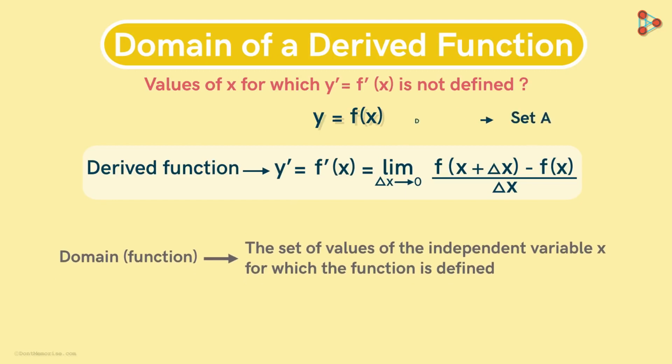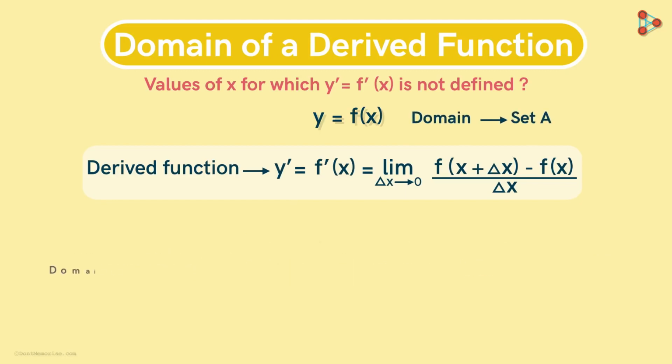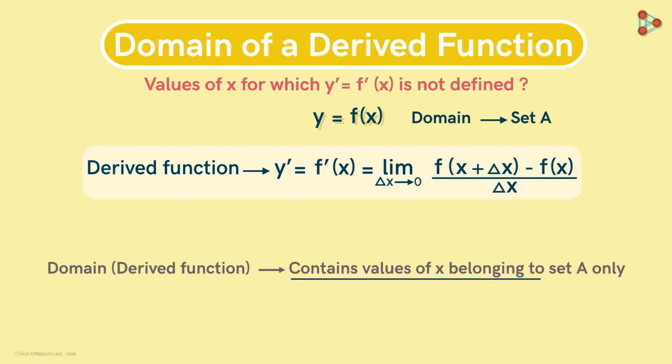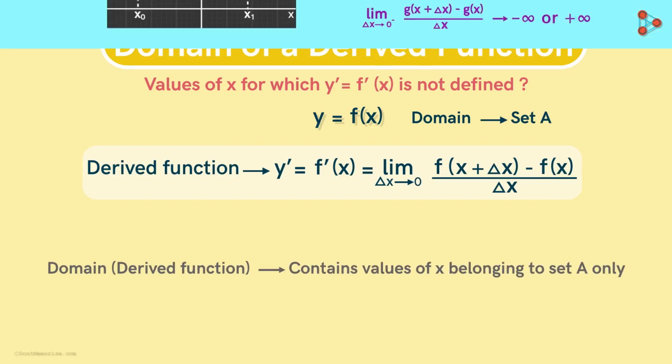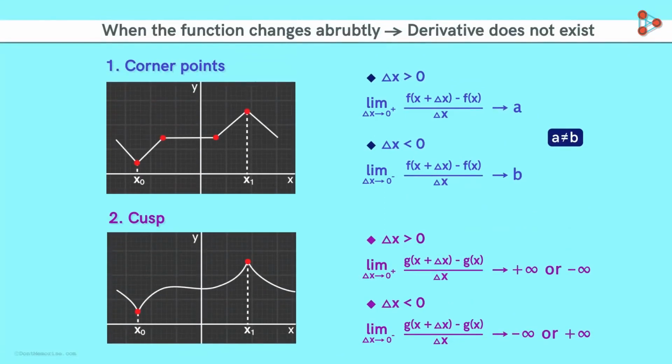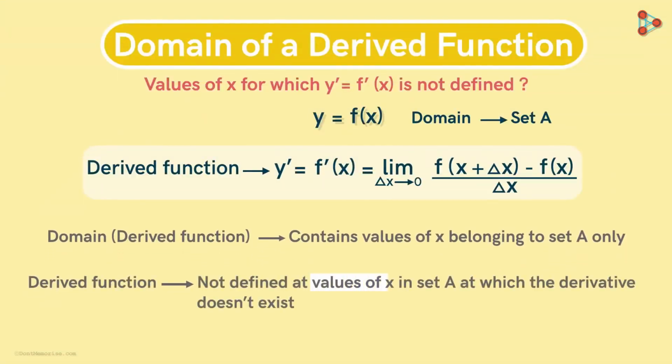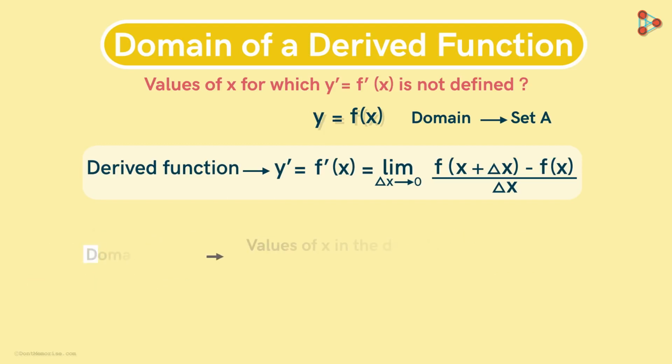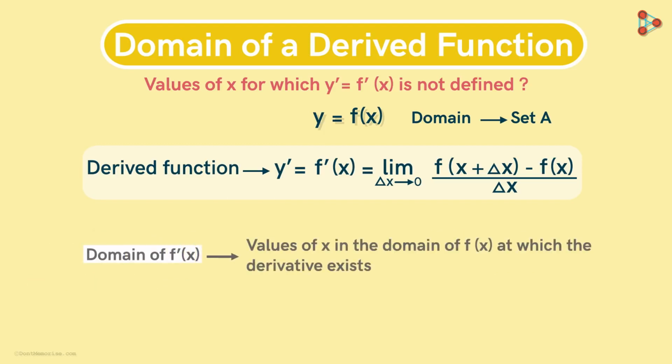So if set A represents the domain of this function, then the derived function can only be defined for the values of x in set A. But now, in one of our previous videos, we saw that the derivative does not exist even at some values of x in the domain of the function. It's because this limit does not exist. So this means that at the values of x in set A where the derivative does not exist, the derived function will not be defined. Therefore, the domain of the derived function is equal to all the values of x in the domain of this function at which the derivative exists.